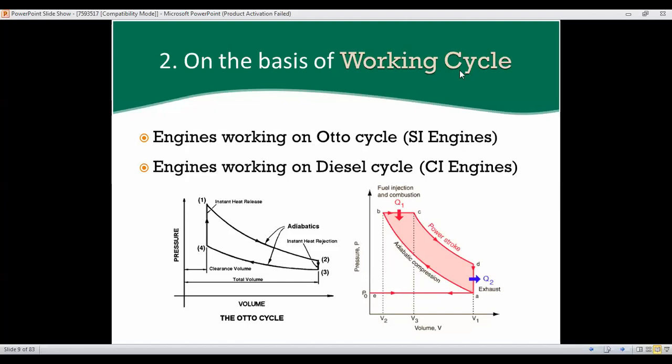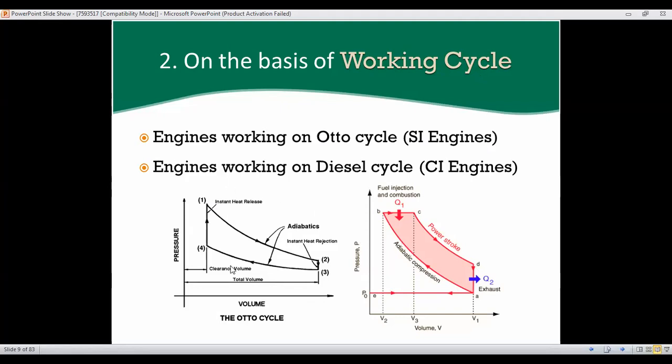Okay, on the basis of working cycle. Engine working on the Otto cycle, that is the SI engine. So the SI engine or petrol engine works on the Otto cycle. Engine working on the diesel cycle, CI engine. So the diesel cycle is used for the CI engine, which is nothing but a diesel engine.